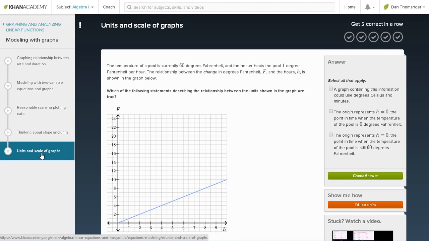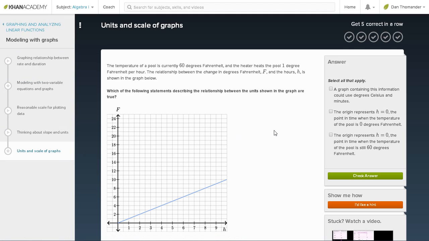So let's start with this one. This one says units and scale of graphs. I haven't even read this yet. Let's see what it says. The temperature of a pool is currently 60 degrees Fahrenheit. The heater heats the pool 1 degree Fahrenheit per hour. The relationship between the change in degrees Fahrenheit, F, and the hours, H, is shown in the graph below. So in other words, F here is the change in degrees.